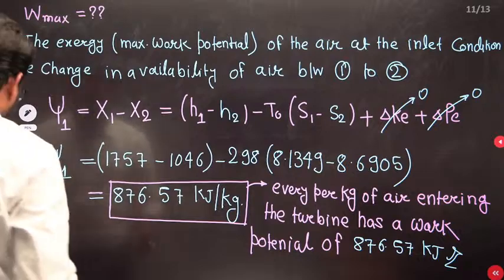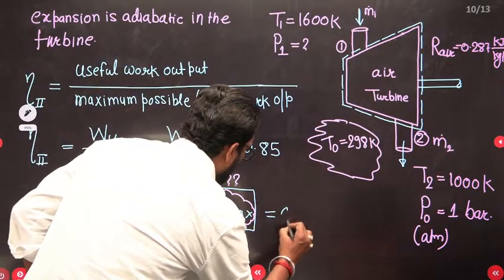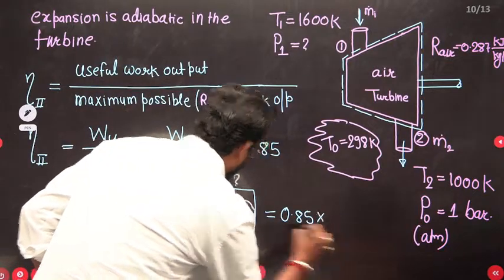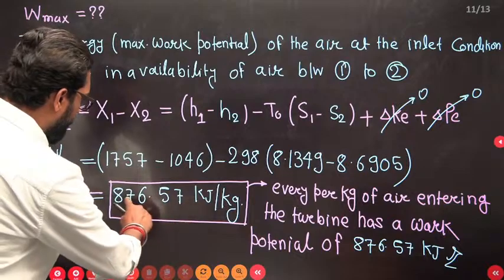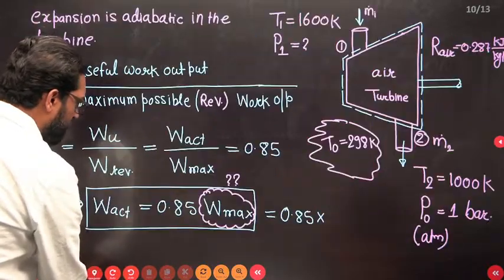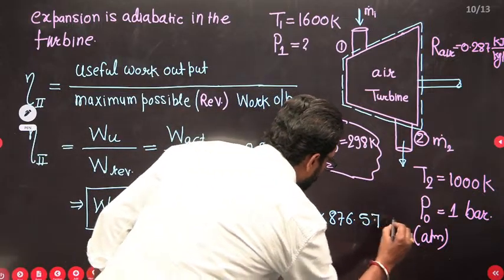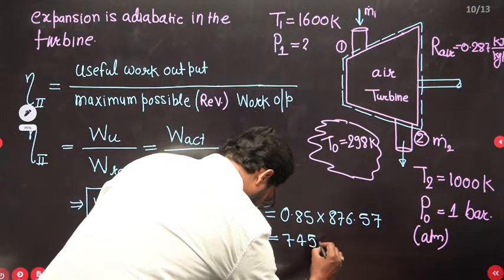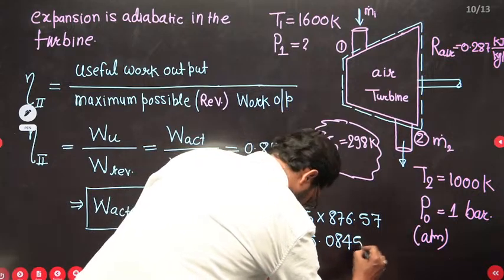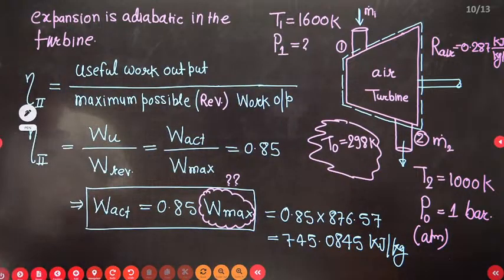Now, what is the actual work then? Put here 0.85 times the maximum, 876.57. Multiply with this one. This is your 745.0845 kilojoule per kg. So this is your actual work.